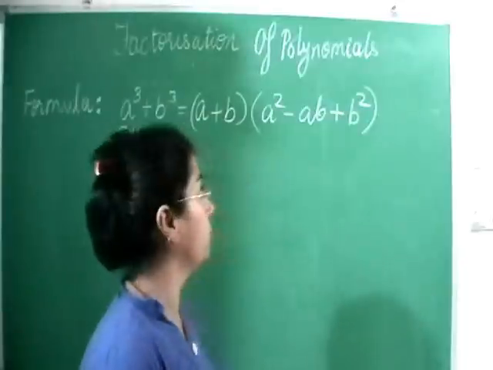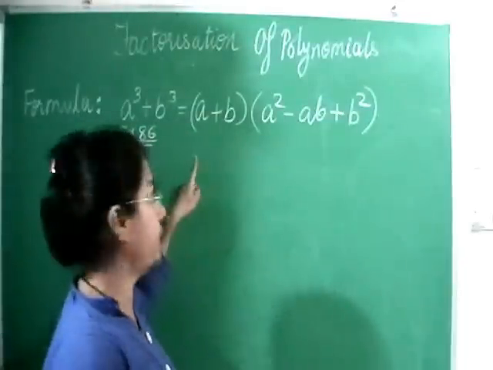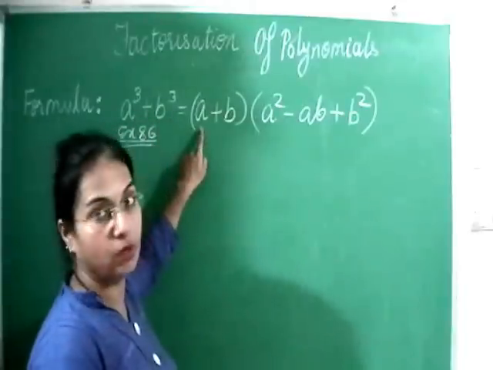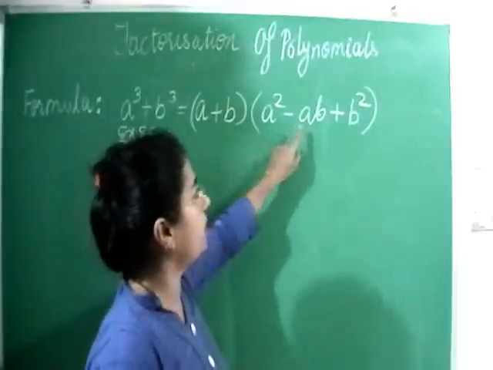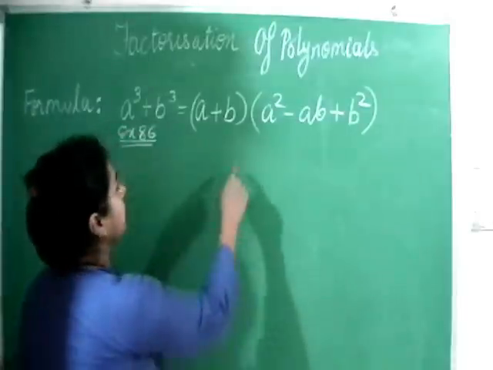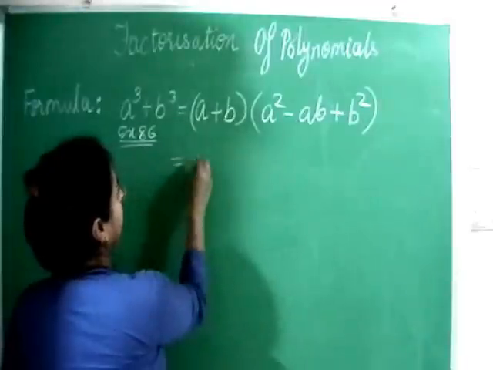Today we are going to do Exercise 86. Exercise 86 is based on the formula a cube plus b cube is equal to (a plus b) into (a square minus ab plus b square). But before we start the exercise, let me explain how this answer comes when you open this bracket.